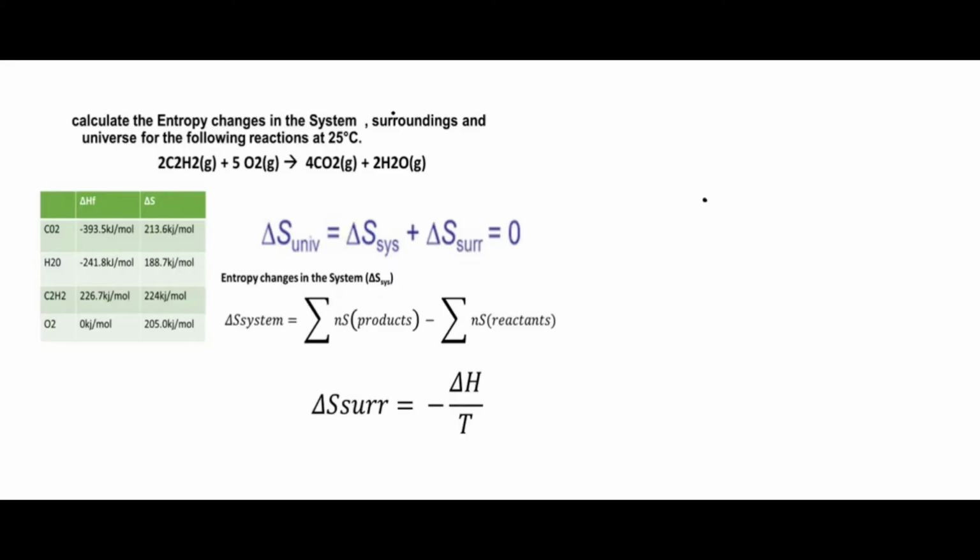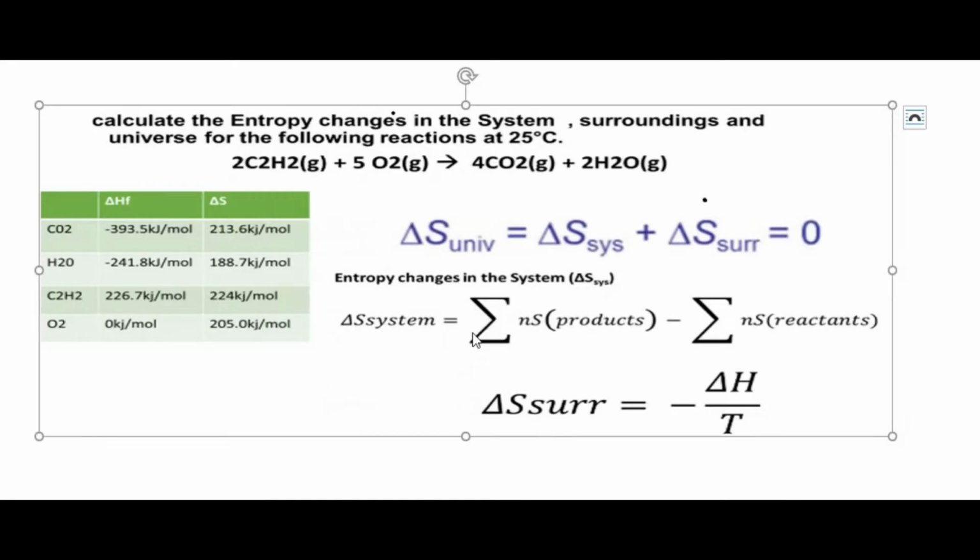Okay guys, let's have some more examples. Calculate the entropy changes in the S system, S surroundings, and S universe for the following reaction at 25 degrees Celsius. So in order to get the S universe, you need to have S surroundings and S system. To get the S system, you must use this equation, this one.